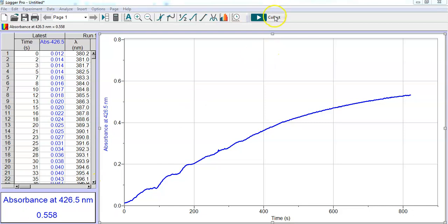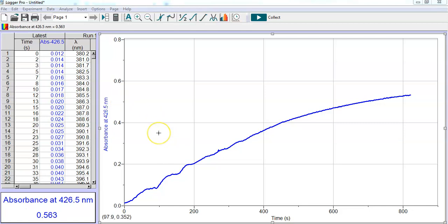You'll then click the green collect button, and you'll see that over time there is a change in absorbance. So remember, we are only monitoring absorbance. We're only measuring absorbance at 426.5 nanometers, which was the wavelength of light where we saw the maximum absorbance.